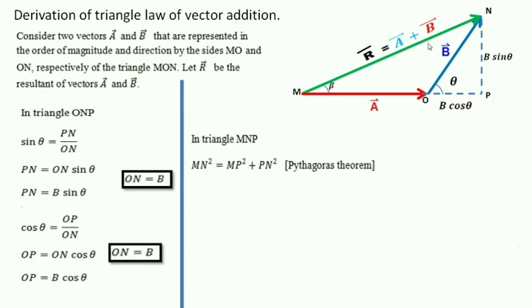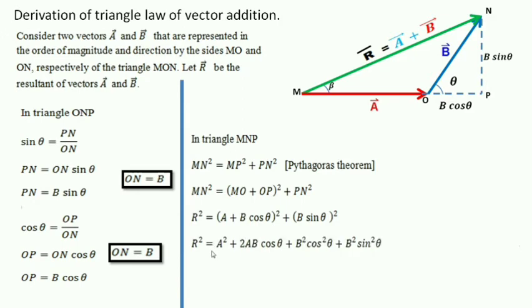So MN square is MP square plus NP square. Our MP is MO plus OP, so I'm writing MO plus OP instead of MP. Now I'll put the values. MO means vector a, OP means b cos theta, and PN means b sine theta. I'm not writing the vector sign on a out here because we are finding the magnitude.